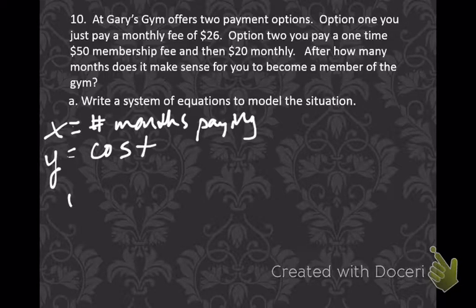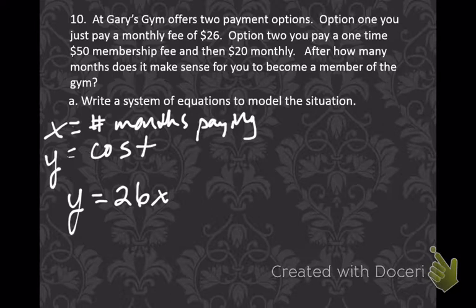Well, how do you get the cost of the first situation, where you're just paying $26 a month? Well, hopefully you're saying to yourself, just take the number of months that you pay times the fee, and that'll be your total cost. So we would take 26 times x, or just get 26x.